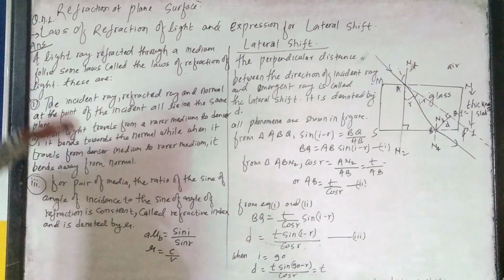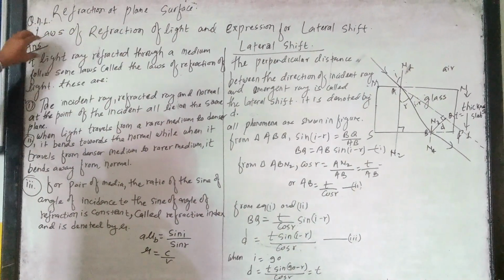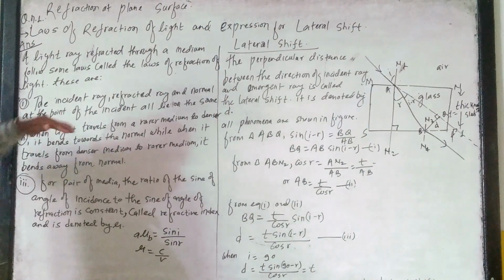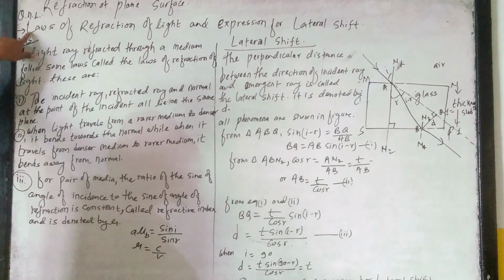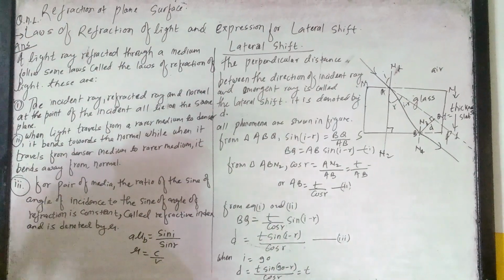Here is refraction at a plane surface. Here is how the light bends, that means when it goes from one medium to another medium. And here are the laws of refraction of light and the expression for lateral shift.